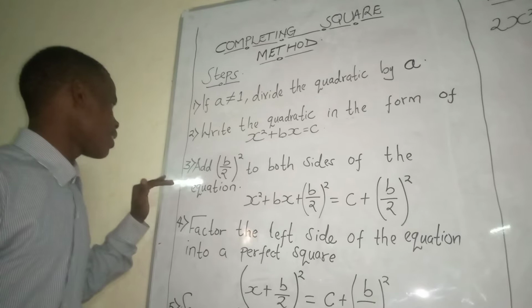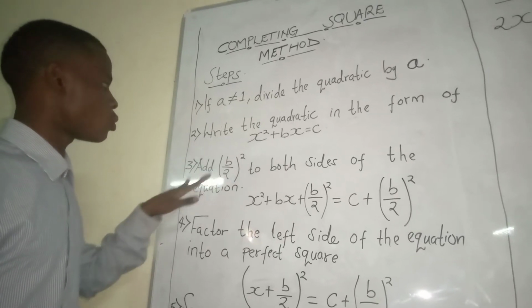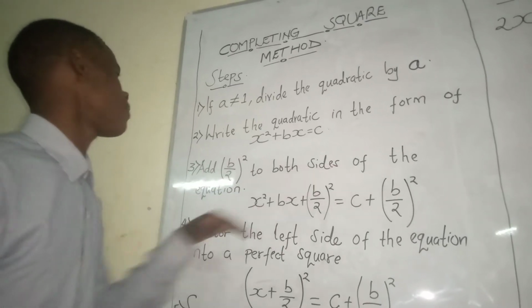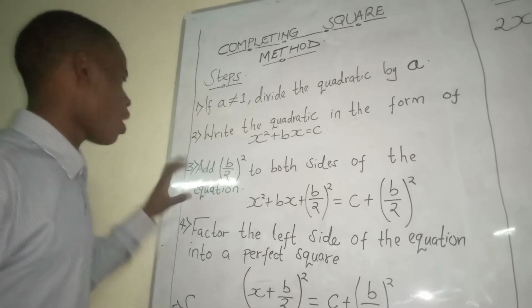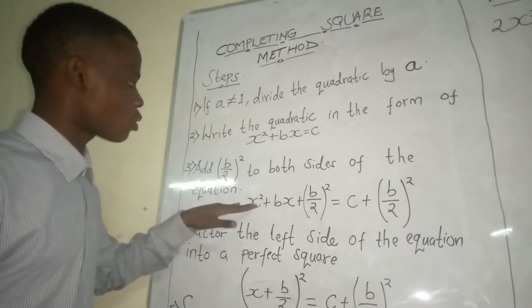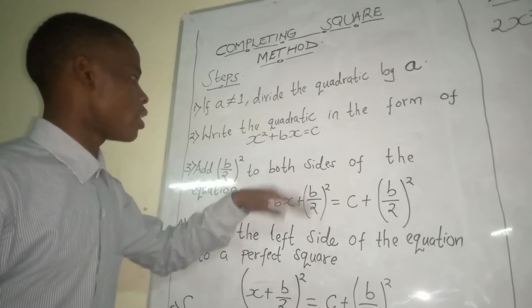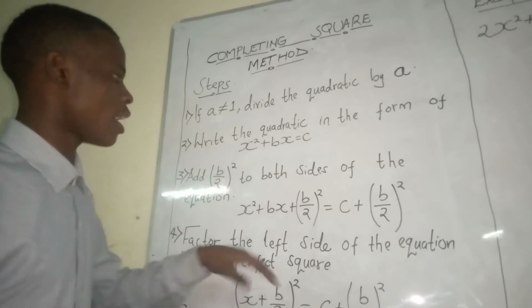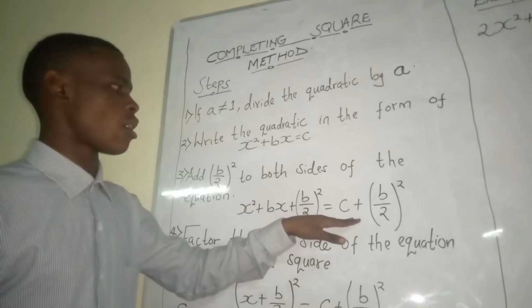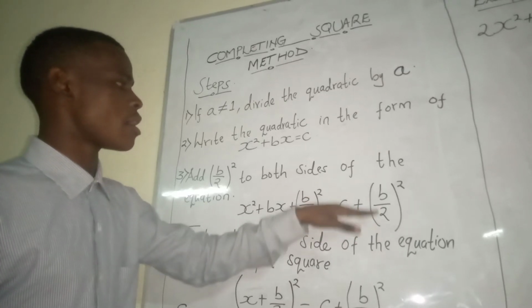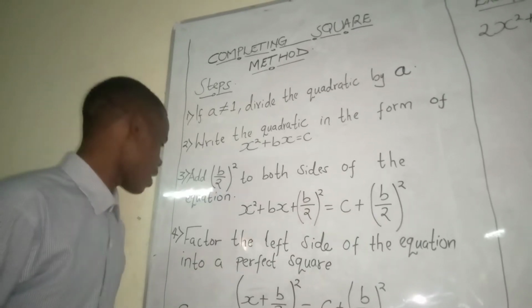Step number 3 is add (b over 2) squared to both sides of the equation. Now our equation will be x squared plus bx plus (b over 2) squared, which is this formula, equals c, which is our constant, then we add (b over 2) squared.